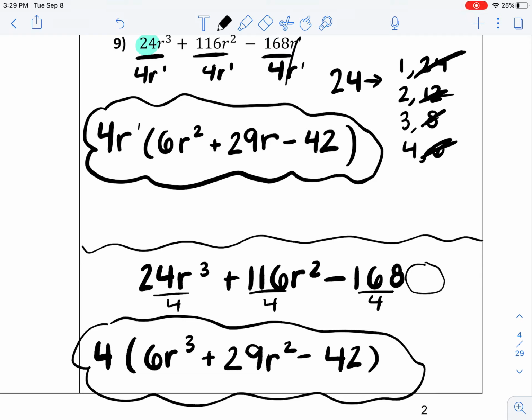Your GCF cannot have a letter unless all of the terms have the letter. So be careful when you're doing your homework. I think it's number 3 on the homework. The one term doesn't have the variable, so you have to make sure your GCF does not get a variable either.